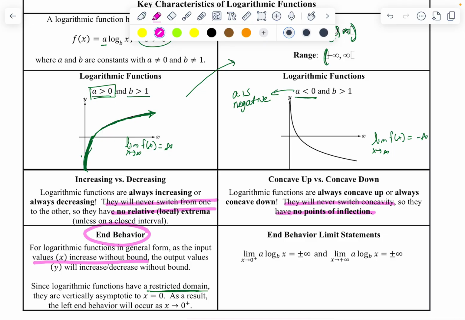This is going to be a common mistake because when they ask for left and right end behaviors, the left one for logs is very, very different than it is for any other function. You have to say it approaches 0 from the right. So we are approaching 0 from the right. And where is it going? Of course, it will go to positive or negative infinity depending on what the a value is. So these are all the behaviors and the definitions that you need to know about the characteristics for graphing log functions.